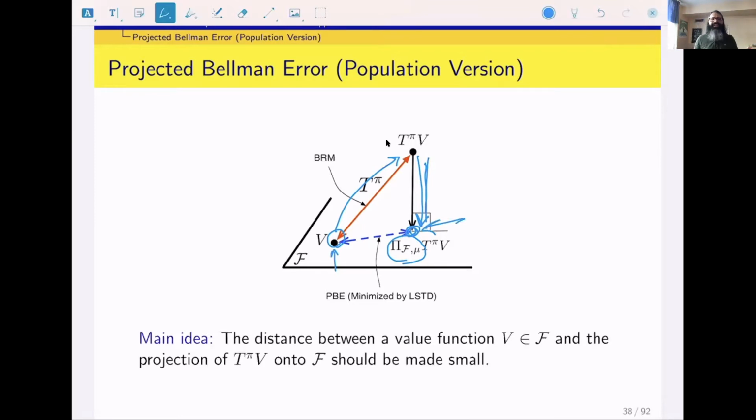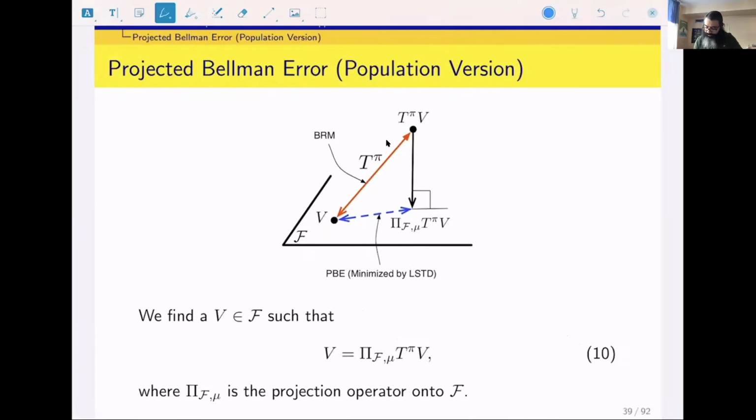We will see a slight variation of how we formulate it, but this is the basic idea of projected Bellman error. And as we will see, many of the methods for finding a good approximation of the value function, when we have a function approximator, are based on minimizing this projected Bellman error.